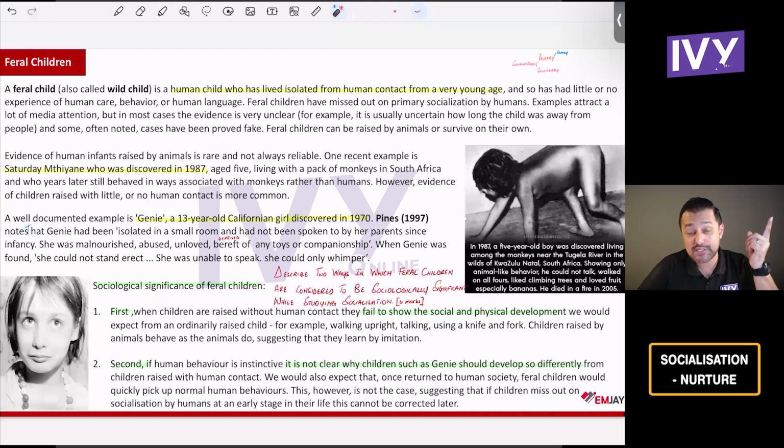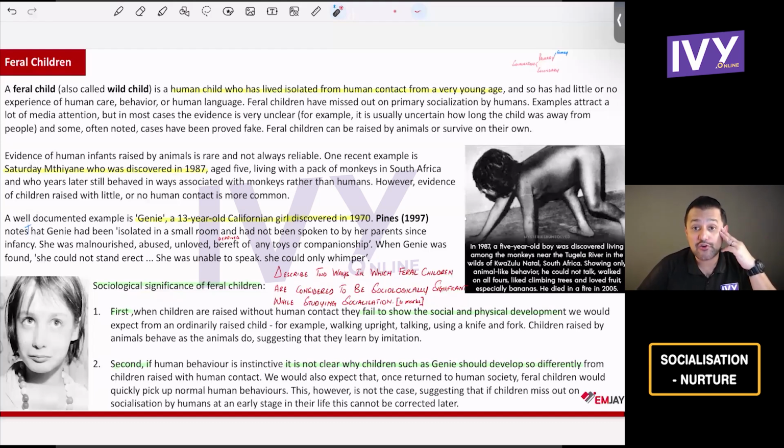So the first characteristic of feral children, they lack socialization. Number two, we'd see them exhibiting animal-like behavior. Now, what do I mean when I say we witness them behaving like animals? From the way they walk, the way they communicate with each other, or the way they eat their food, it makes them look more like animals than humans.